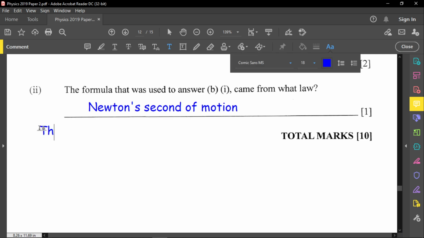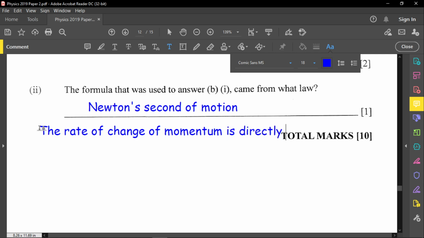And this is a law. It says that the rate of change of momentum is directly proportional to force. All right. So in other words, it's saying that force and momentum are equal, right? But let me show you how this works out real quick. The rate of change of momentum is directly proportional to force.